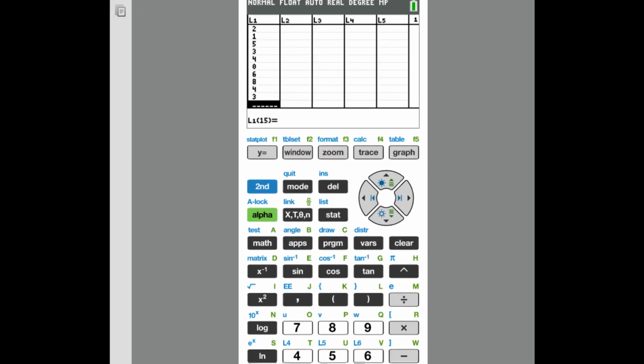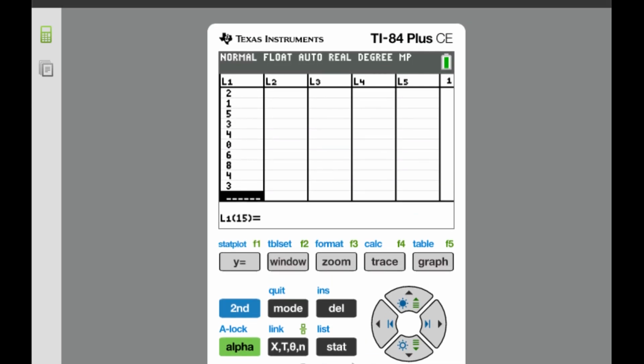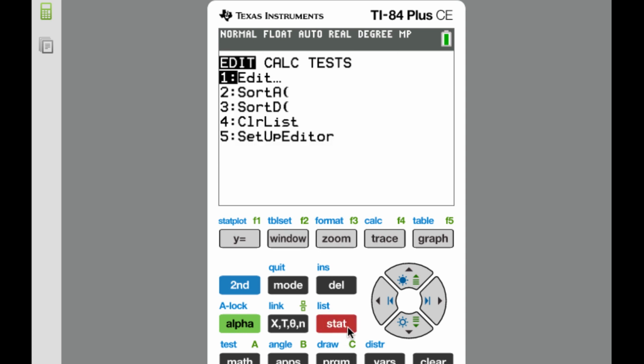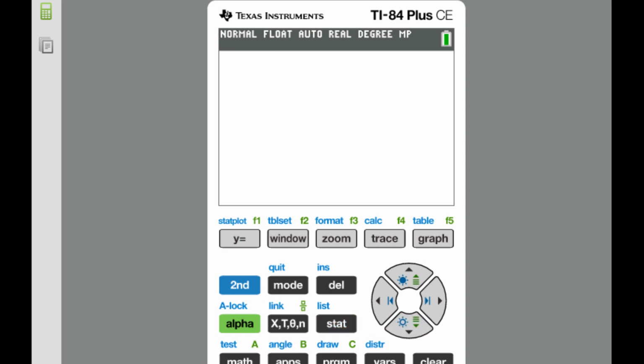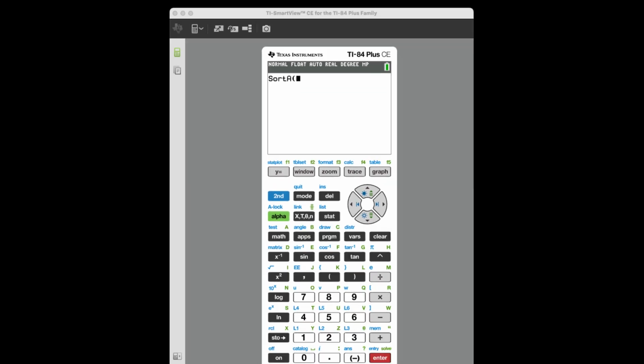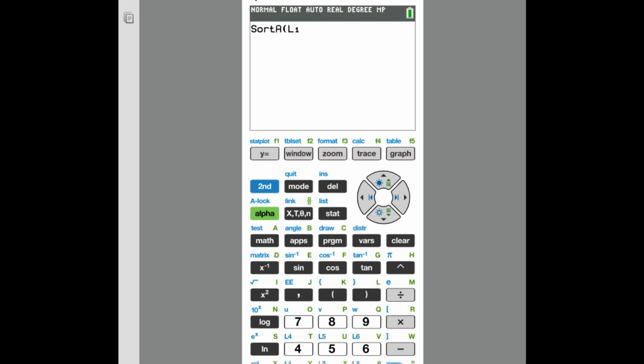So I'm just going to go through this here. Now, how do we sort this? Do you guys remember? You go to Stat. Scroll down to number 2. You press enter, but you have to name the list. Do you know the name of the list? Yeah, it's L1. So you got to go to blue and 1, because that's where L1 is.